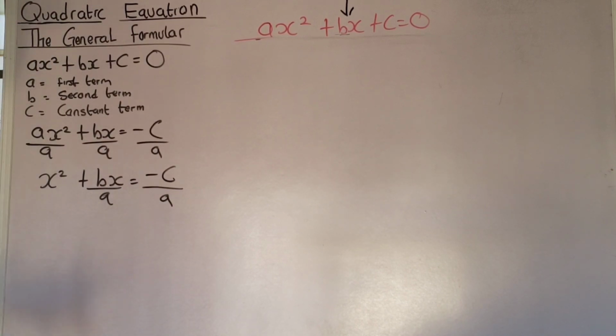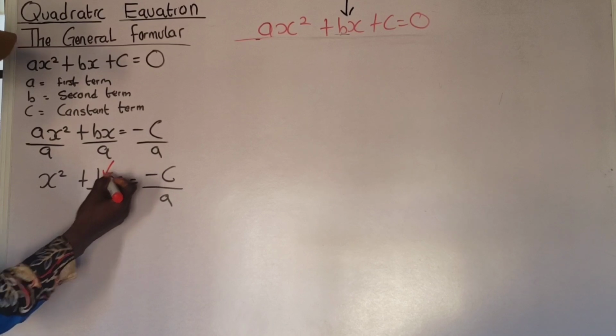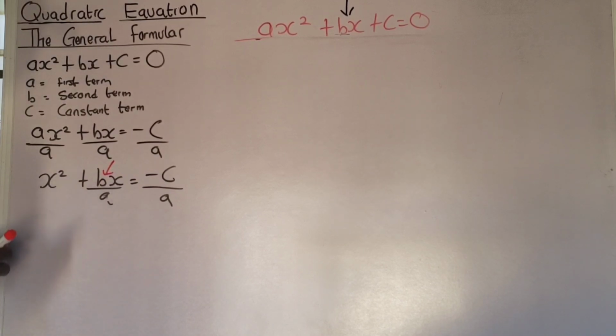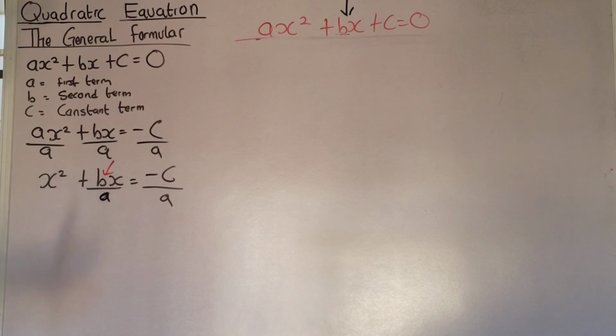Now, please kindly pay attention. The next step is that we have to take the half of the second term, square that half, and add it to both sides of the equation. The second term in this quadratic equation is what? Plus b all over a. Plus b over a is the second term. You understand?